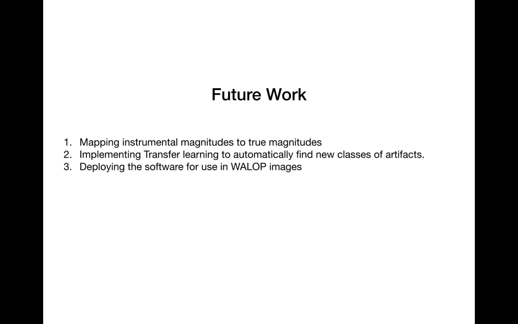So the next possible step for future work in my project would be to map these instrumental magnitudes to true magnitudes. See if we can implement transfer learning, which is a technique of using a pre-trained neural network to automatically find new classes of artifacts in our images, because right now we have only considered reflection artifacts, but we also would have dust donuts, satellite trails, and even cosmic ray hits. So see if we can automatically identify new classes of these artifacts, and then finally develop and deploy the software for use in WALOP images.